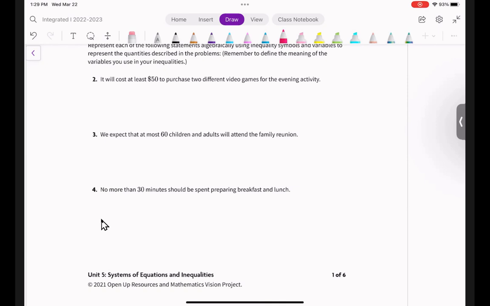So I'm going to do this one with you. It says it will cost at least $50 to purchase 2 different video games for the evening activity. So the very first thing I do is I tend to write what my variables are. So what are my variables in this case? Okay, we can say X, but what does X mean?